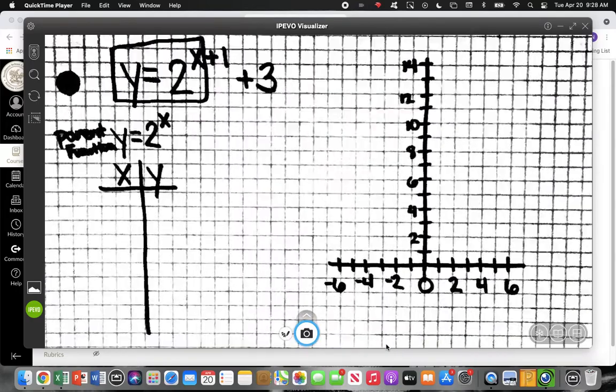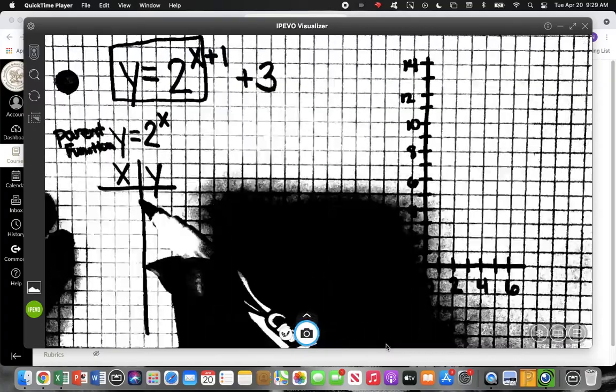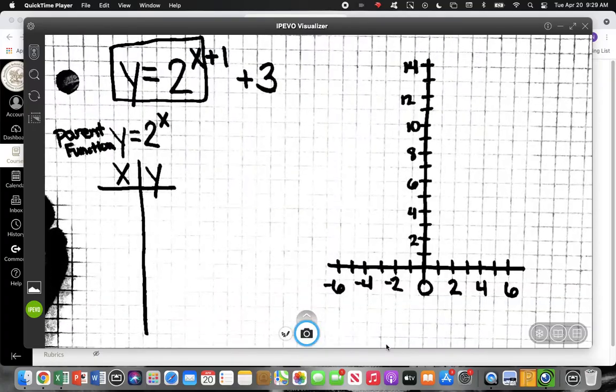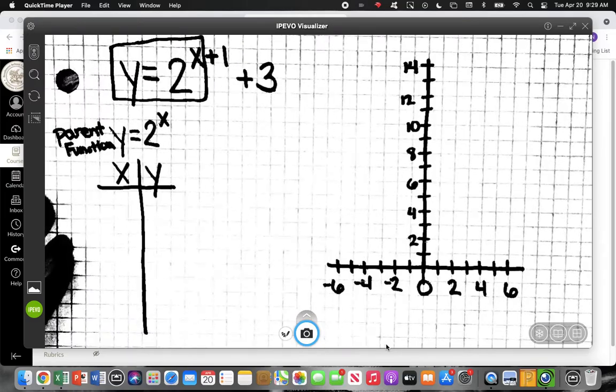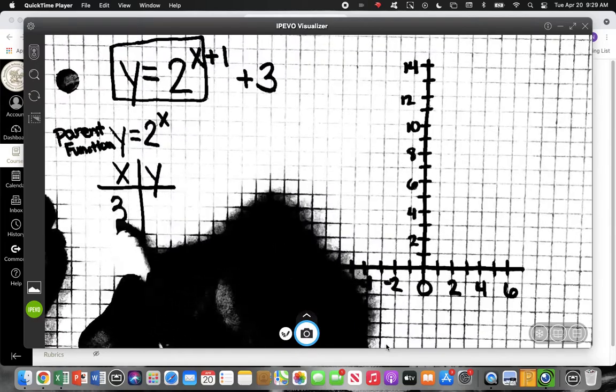So you guys should have made tables for these yesterday. Do you guys want to start with positives or negatives? All right, so I'm going to go, let's see, what's the highest power? 2 to the 4th goes off the graph because 2 to the 4th is 16. So I'm going to start out at +3.